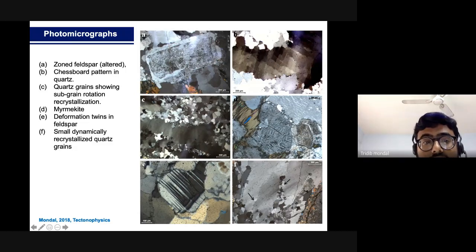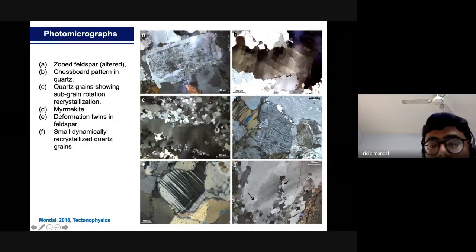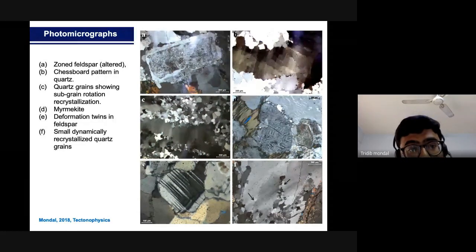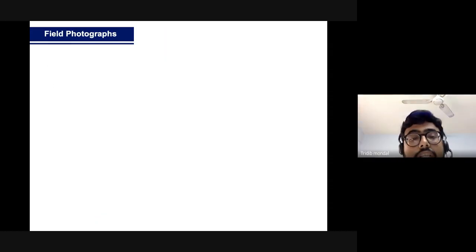It is replete with chessboard pattern textures, the coarse grain showing subgrain rotation recrystallization. Here is the myrmekite, the deformation twin in feldspar, and in the last photograph you can see the dynamically recrystallized coarse grains. So it shows a high temperature deformation texture as well as a medium temperature deformation texture, as we find the myrmekite and the deformation twin in feldspar, as well as the low temperature deformation texture. So it is interpreted that the granite is deformed and the deformation texture developed when it cooled from high temperature to low temperature during its emplacement.